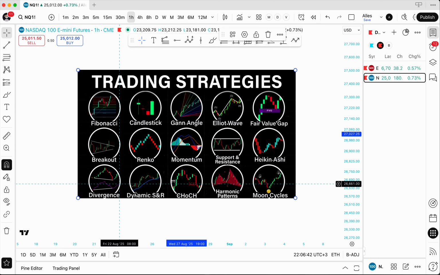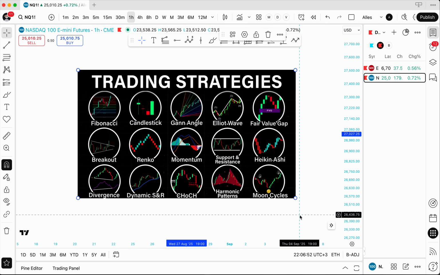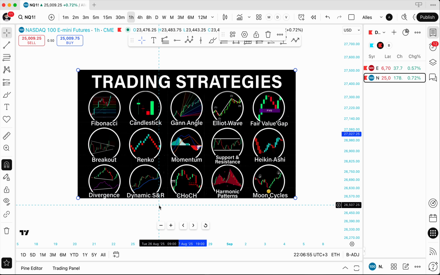This is an overview for strategies. There's a lot of strategies out there. There's Fibonacci, there's candlesticks, patterns, there's momentum, there's breakouts. There's a lot of things. You can make a screenshot of this if you want to.